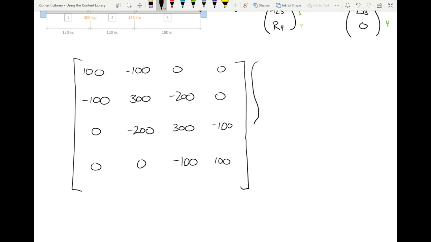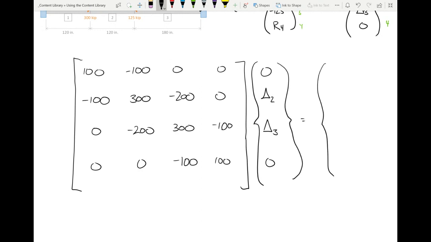And then the displacements, 0, delta 2, delta 3, 0. And the forces, R1, 300, 0, R4. Is that a fair way of looking at the structure?